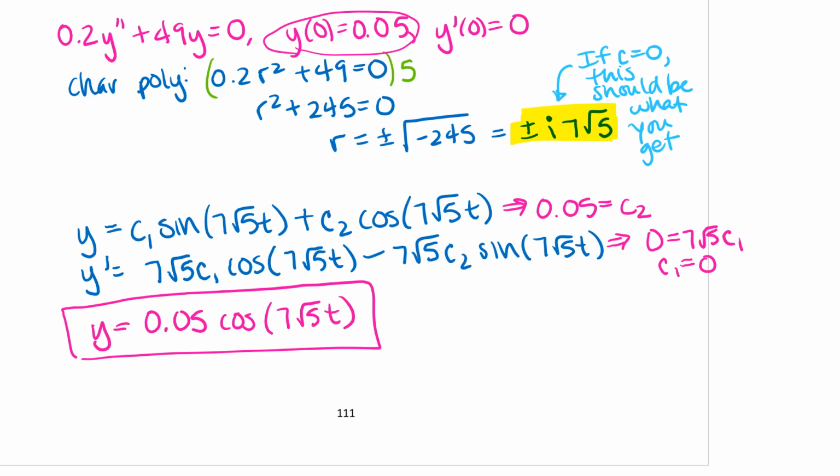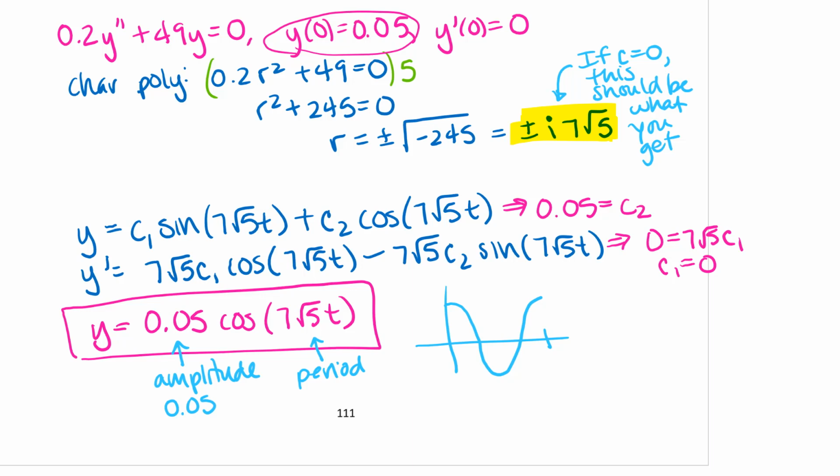And so I want to just talk a little bit about what does this equation describe? This is a pretty straightforward equation. Thinking about the graph of this equation, this is a cosine wave with amplitude 0.05. The natural period of the cosine function is 2 pi, but this 7 square root of 5 that's here will change that. It will make it oscillate faster. So the period, or the length of time it takes to make one oscillation, is going to be 2 pi over 7 square root of 5.